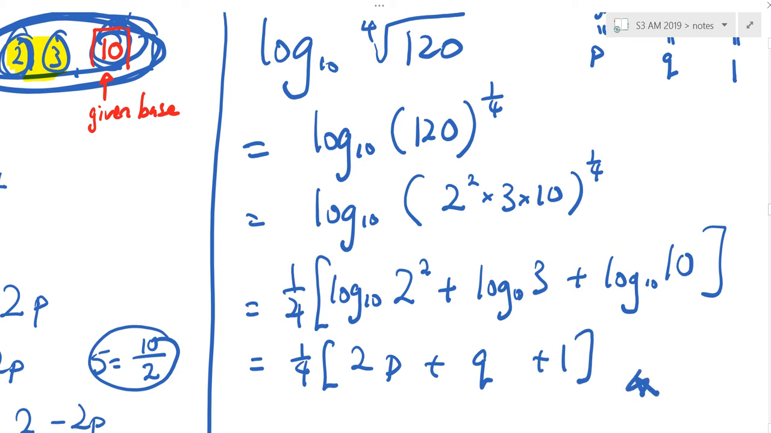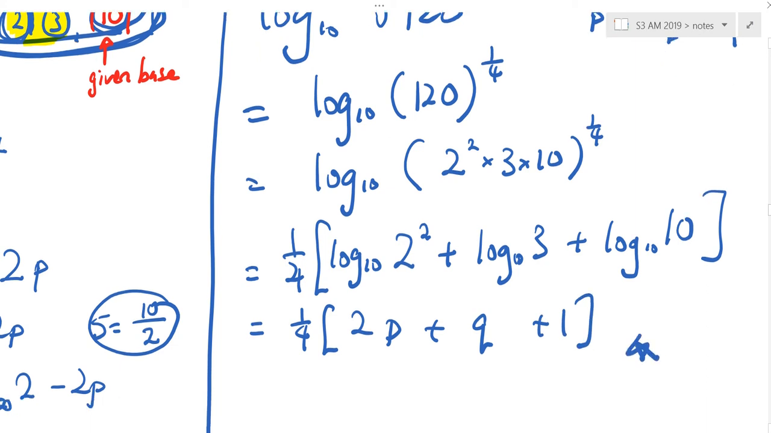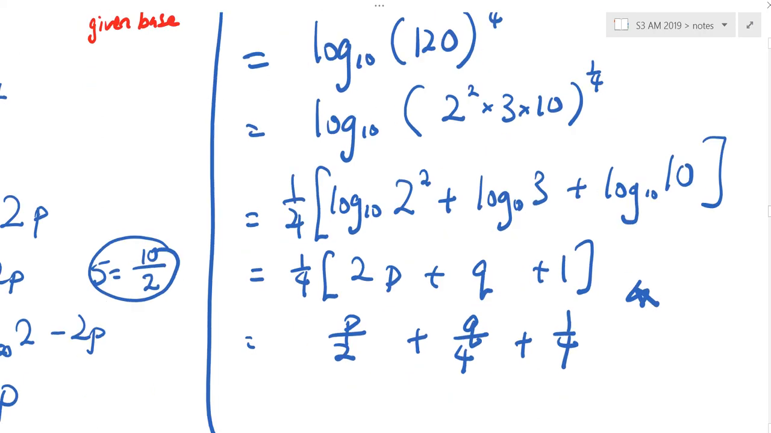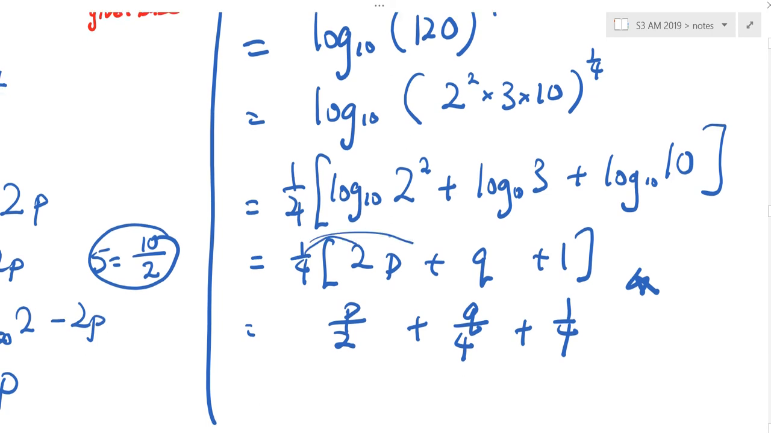Answer. Expand out. Okay, don't expand out. The expanded answer is P over 2, or half P, plus Q over 4, plus 1/4. Is that okay? That's the final answer. It's okay, factorize, I'll leave it. It's a base already. It's not the power.